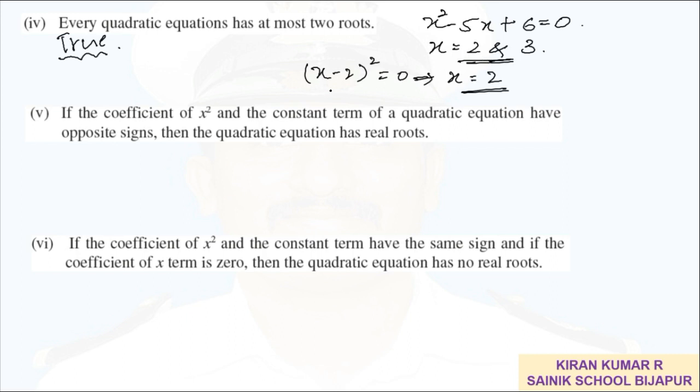Or if you have a quadratic equation like x square plus 1 equal to 0, no real root. So 0 real roots, 1 real root, maximum 2 real roots. Therefore, the given statement is true.